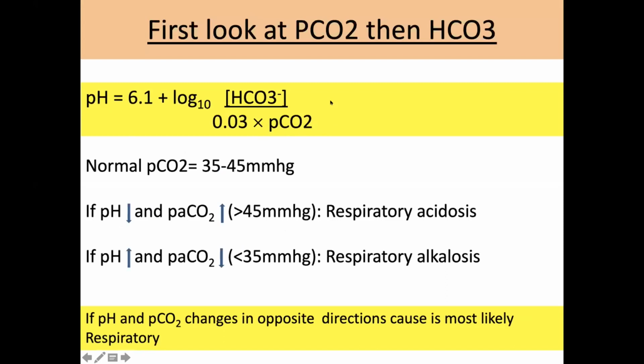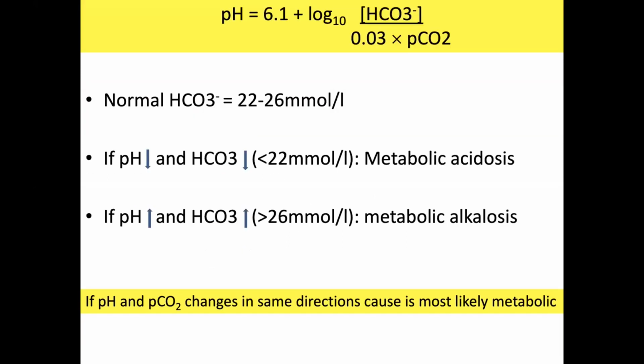If PCO2 goes down and the pH goes up, then the primary component is respiratory. We will think about metabolic only as a secondary component, not as a primary component. So if they are moving in the opposite direction, the primary cause is respiratory.